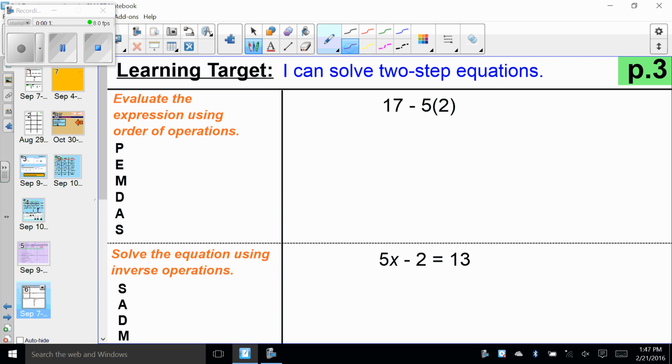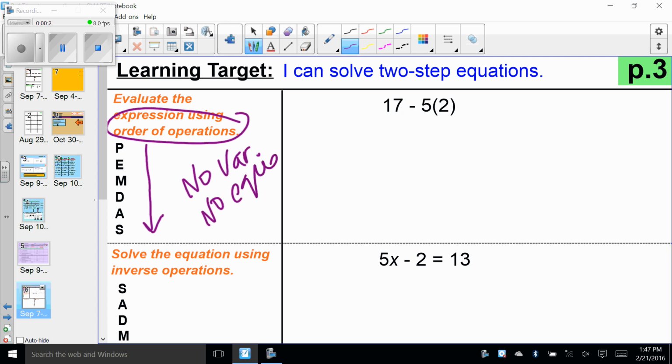So we have order of operations, which in seventh grade is called Please Excuse My Dear Aunt Sally. You've been doing that forever. That happens when you have no variable, no equal sign. It's just an expression. When I say no variable, I mean there isn't a variable that we're solving for. Sometimes we'll have a variable in Please Excuse My Dear Aunt Sally questions, where we're going to substitute something in for the variable.